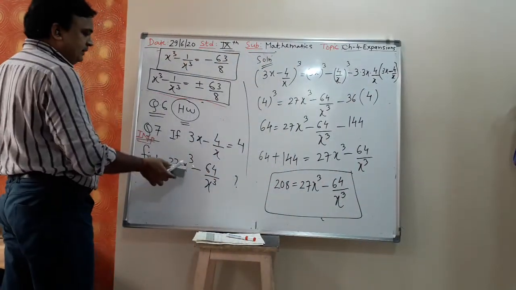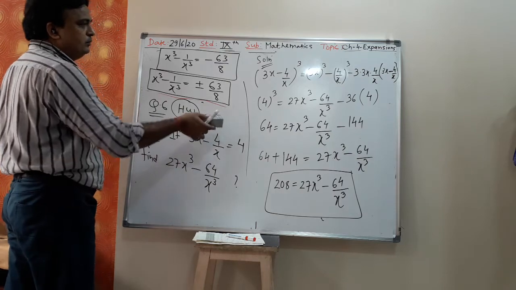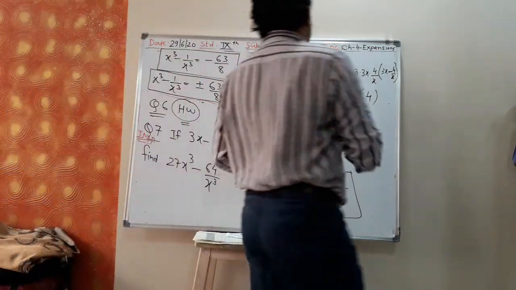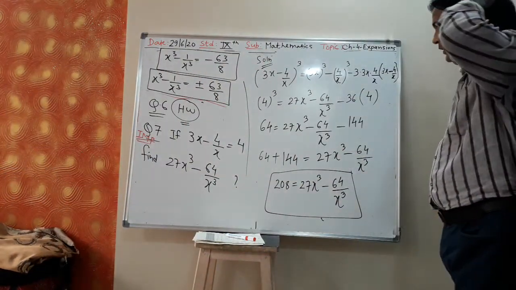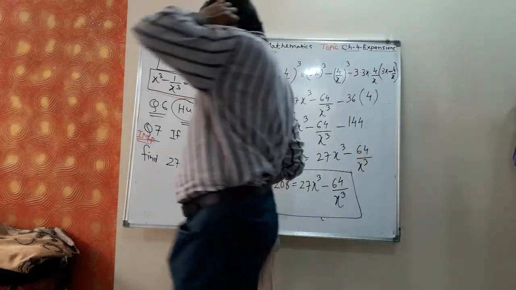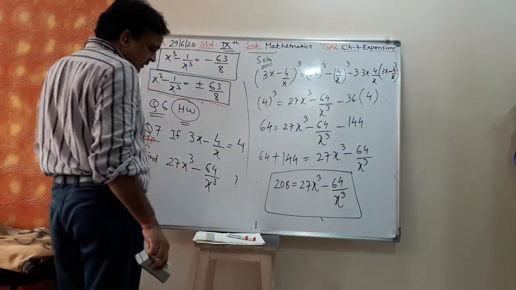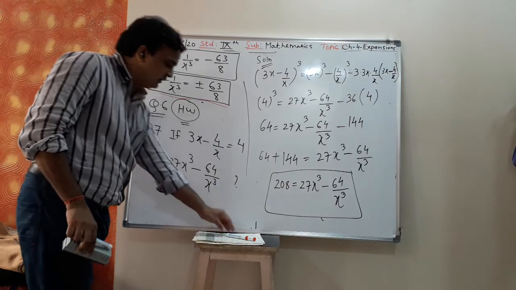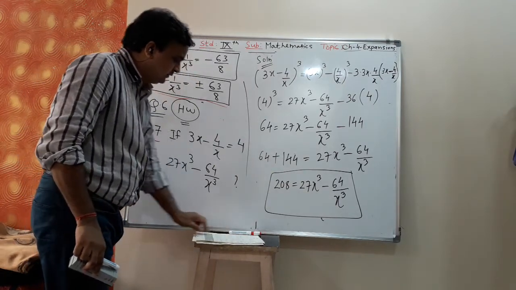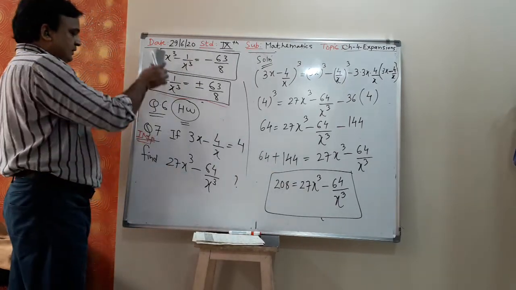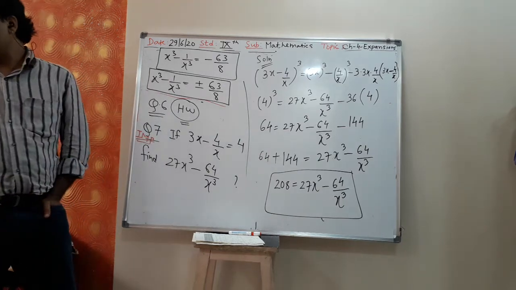So a minus b whole cube is a cube... You can do the fifth one in the same way. You use the a minus b whole cube formula.